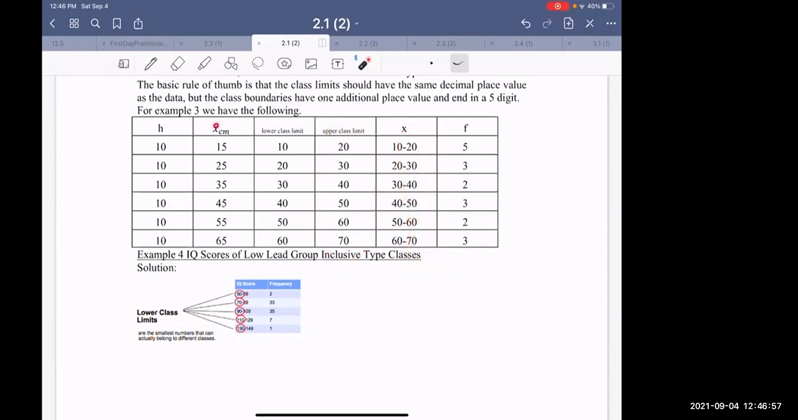The class marks. Well, actually, let me look at the class widths first. So to find the class width, I'll just subtract. 20 minus 10, 10. 30 minus 20, 10, etc. For the class marks, I'll just find the average. 10 plus 20, 30 divided by 2, 15. 30 plus 20, 50 divided by 2, 25.